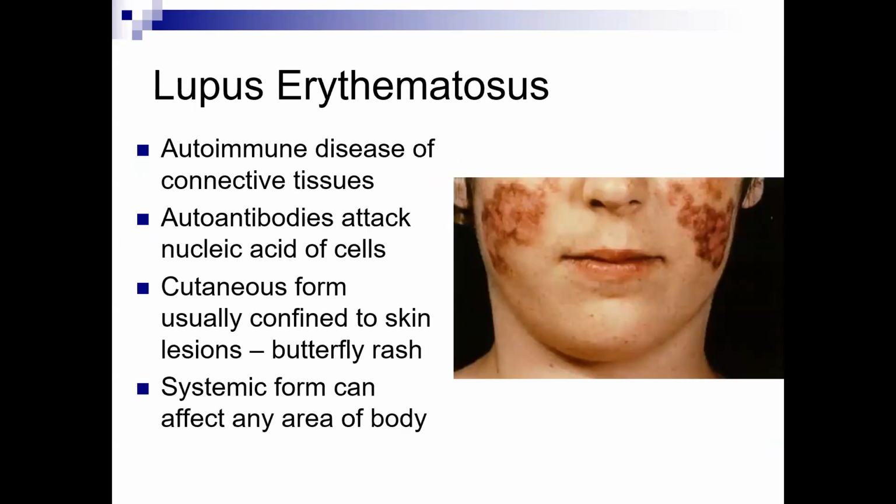We have lupus, and lupus is an autoimmune disease of the connective tissue. Its autoantibodies attack the nucleic acid of cells. The cutaneous form is usually confined to the skin, and it causes this butterfly appearance rash on the face. But there also can be a systemic form that can affect anywhere of the body, and that makes for much different symptoms as well.